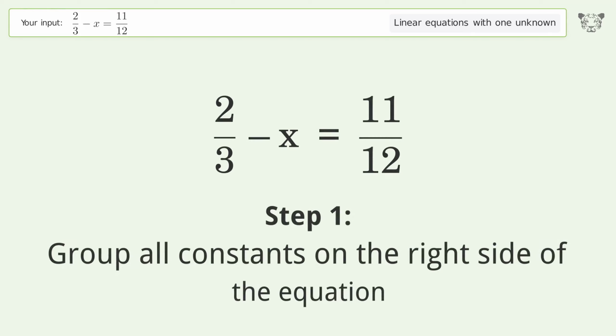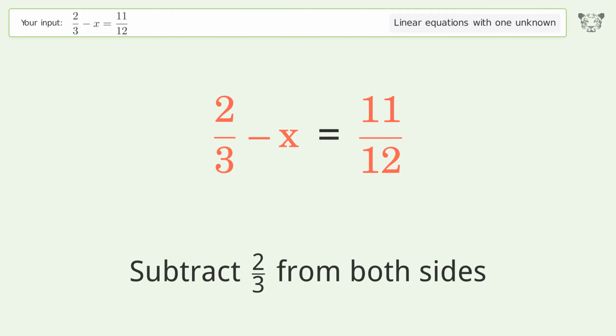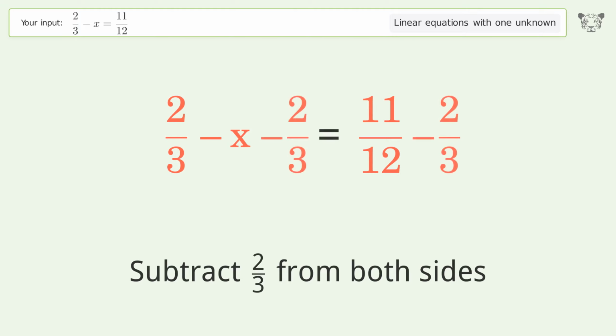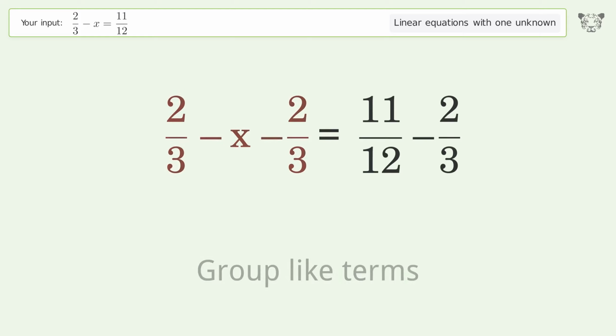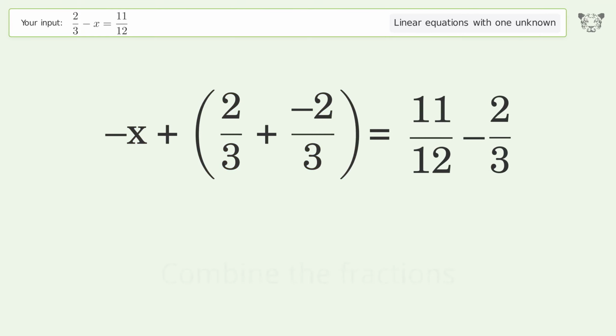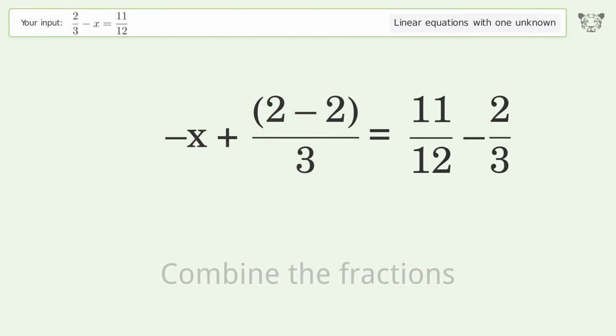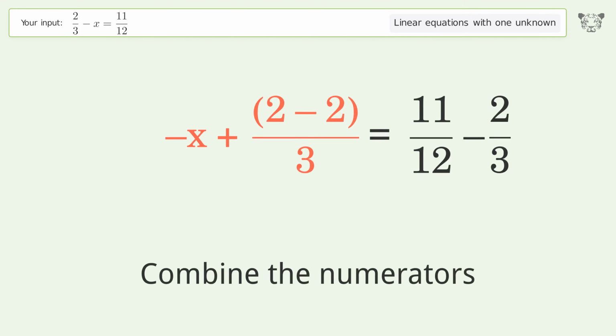Group all constants on the right side of the equation. Subtract 2/3 from both sides. Group like terms. Combine the fractions. Combine the numerators.